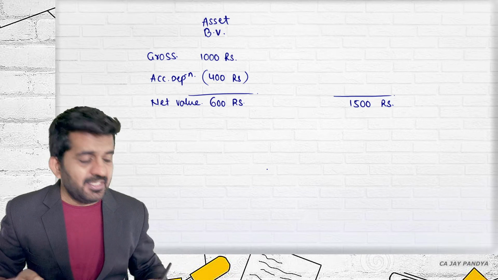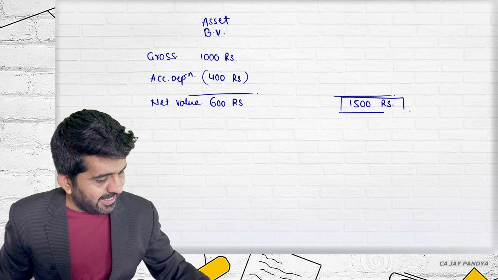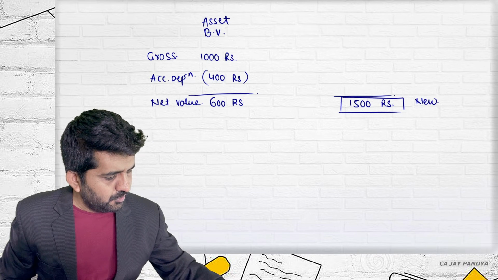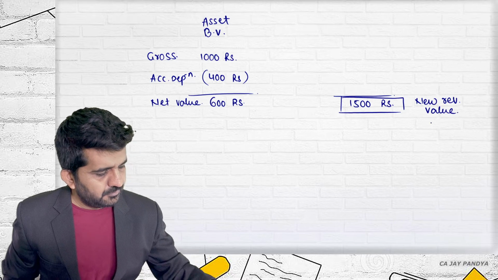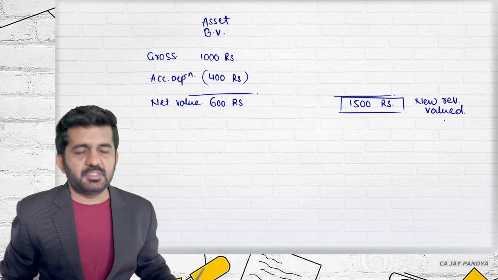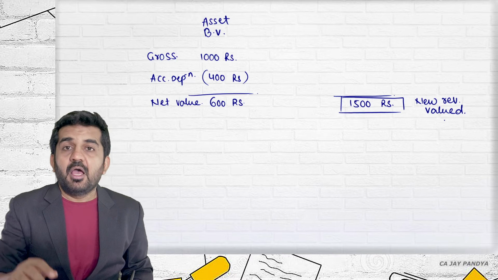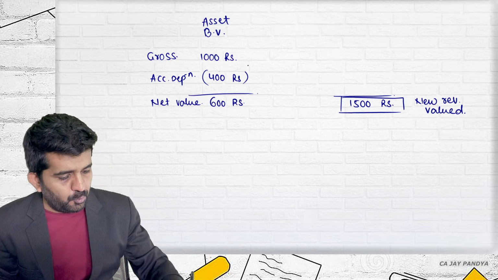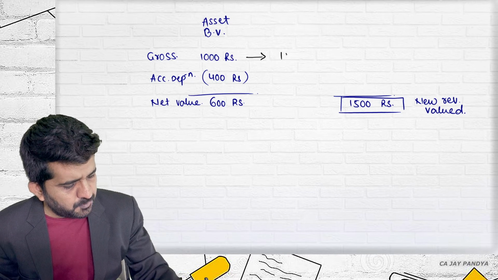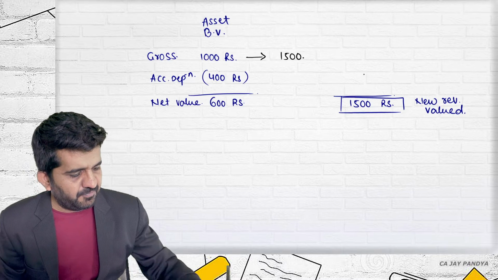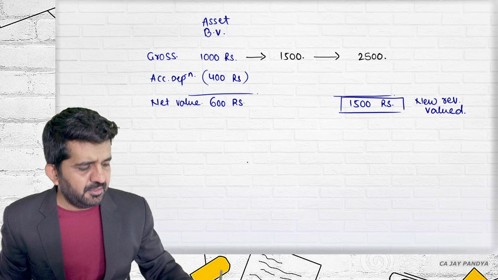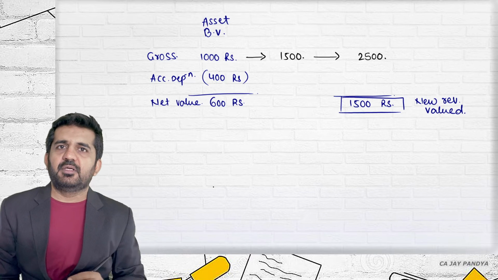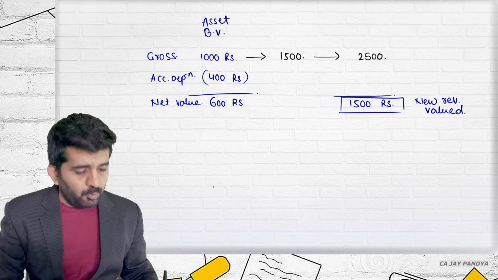So there is an increase in value of the asset. And what is the new value? The new revalued value is 1500 rupees. The question is how much the gross portion has increased. The gross portion has increased by 1500 rupees. It is becoming 2500 rupees. That's all right. Try to understand.